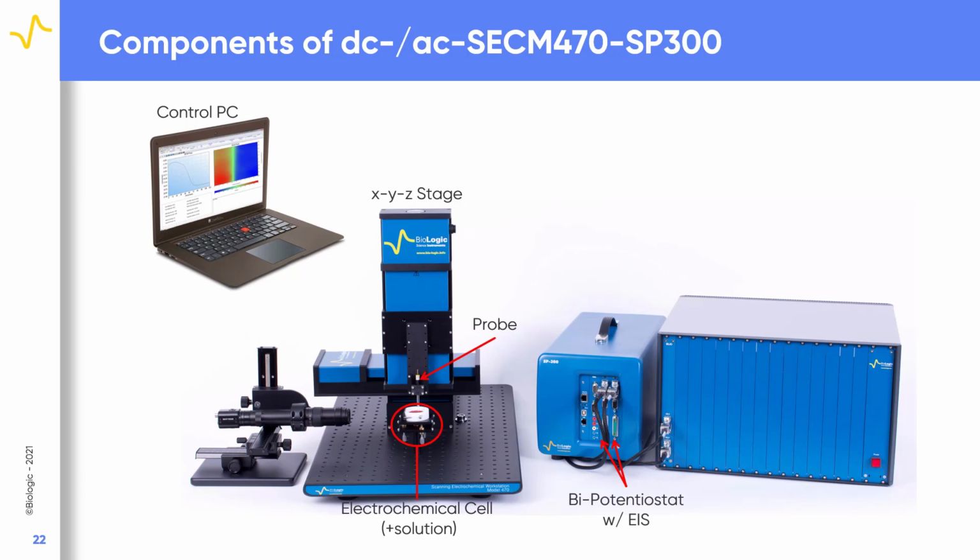Depending on the SECM experiment, both the probe and the sample may need to be biased. Therefore, the M470 is integrated with a bipotentiostat, which is EIS capable for the ac-SECM measurements. The control electronics ensure movement and data collection are synchronized and interfaces all of the electronic components with the control PC. Finally, the optional VCAM is used for probe positioning and experiment setup.